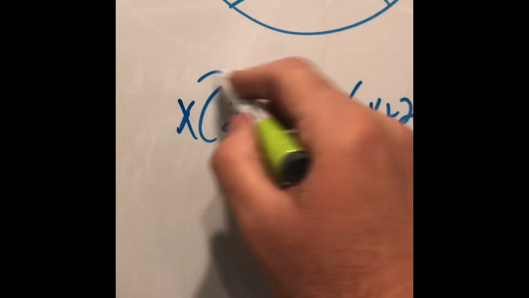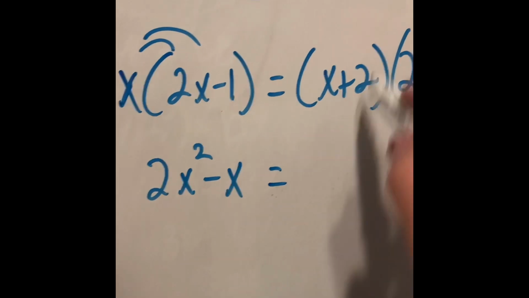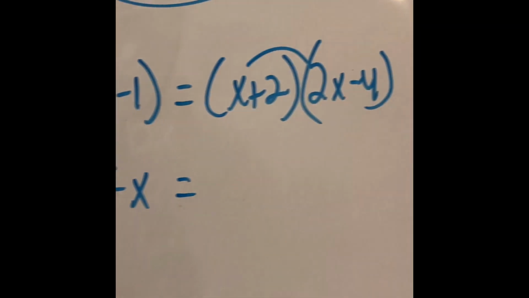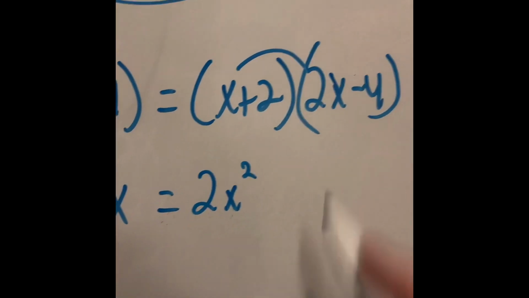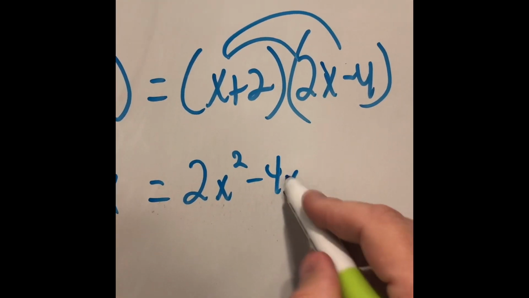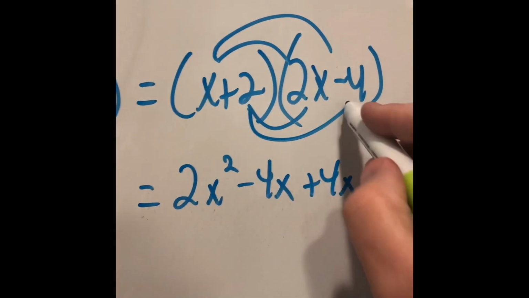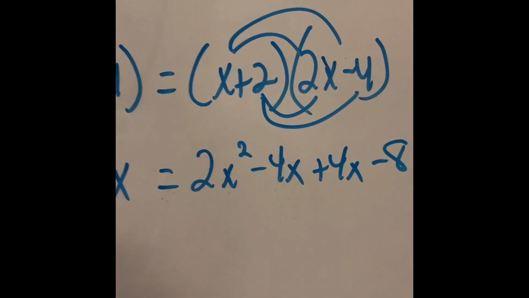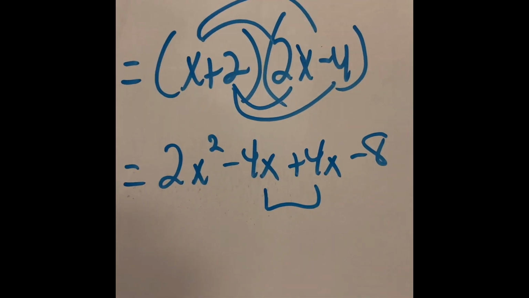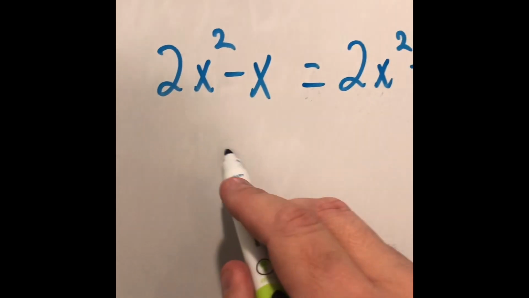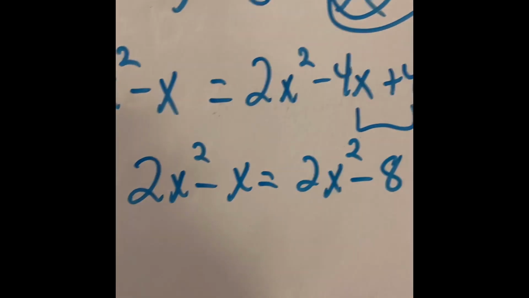Okay, so let's distribute. 2x squared minus x equals, we have to FOIL now, okay? First, 2x squared. Outer, minus 4x. Inner, plus 4x. Last, minus 8. Well, notice what happens. These are like terms, but they cancel out. So what we have is 2x squared minus x equals 2x squared minus 8.